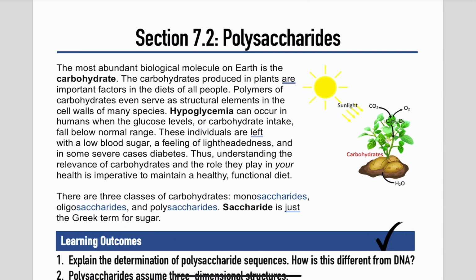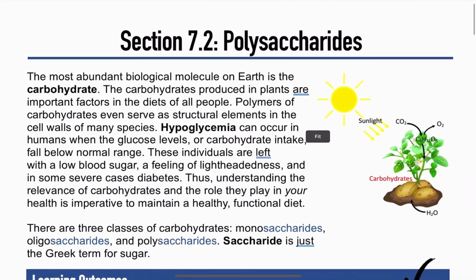The most abundant biological molecule on Earth is the carbohydrate. The carbohydrates produced in plants are important factors in the diets of all people. Polymers of carbohydrates even serve as structural elements in the cell wall of many species.